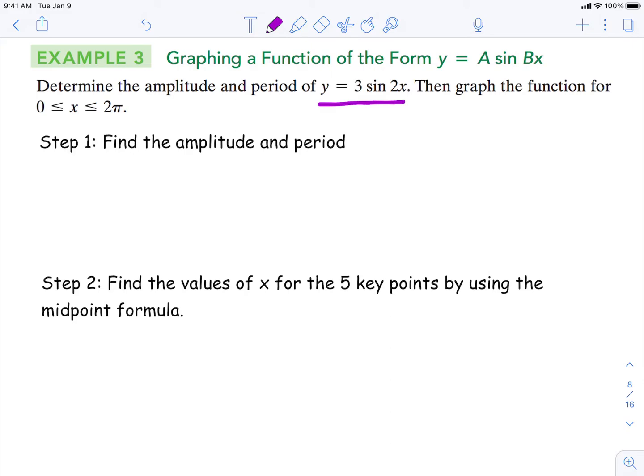So step one is we want to find the amplitude first. This is our a value. To find the amplitude, we take the absolute value of a. So the absolute value of 3 is 3.